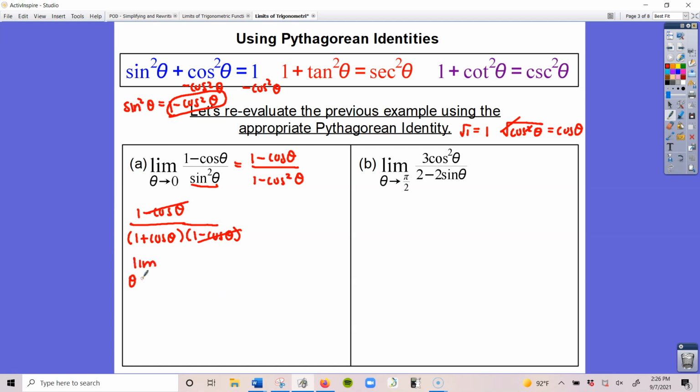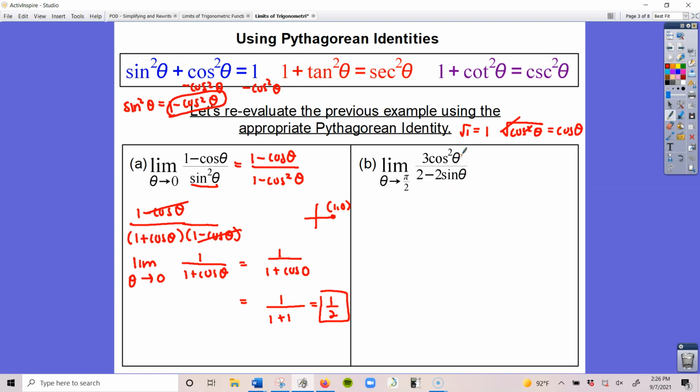So this is my limit now. The limit as theta approaches 0, since everything canceled in the numerator, is 1 over 1 plus cosine theta. Now I can plug in the 0. This is going to equal 1 over 1 plus the cosine of 0. The cosine of 0, again, if we think about our unit circle, is 1. So this is going to equal 1 over 1 plus 1, which is 1 over 2.